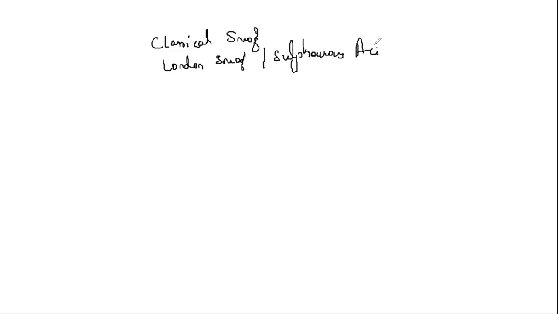Now smog is studied under two different types. One is classical smog, also called London smog, or sulfurous acid smog. This smog occurs in humid climate. It was found in London, therefore it is also called London smog.